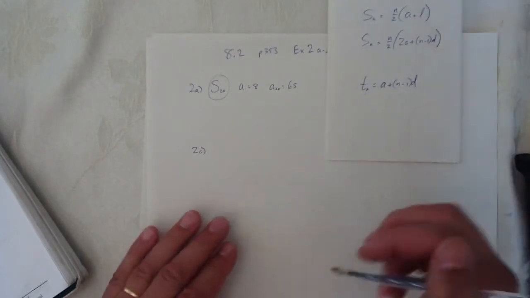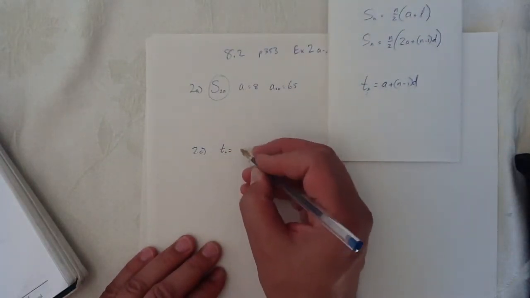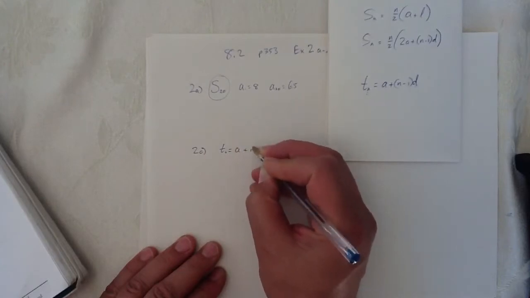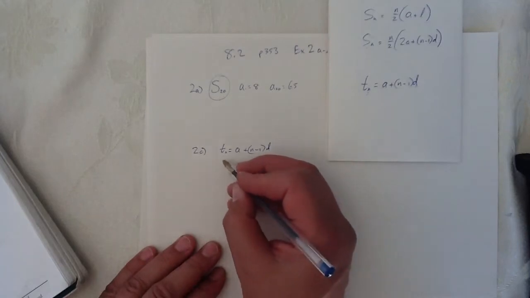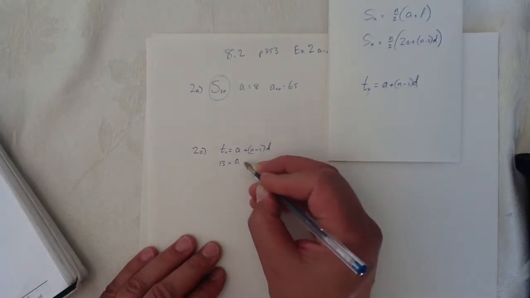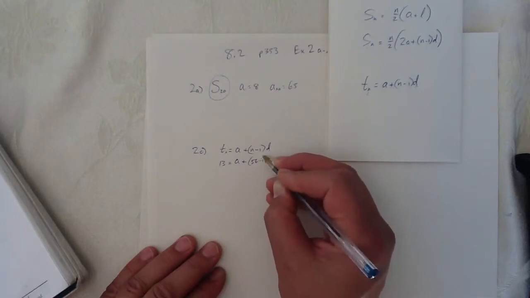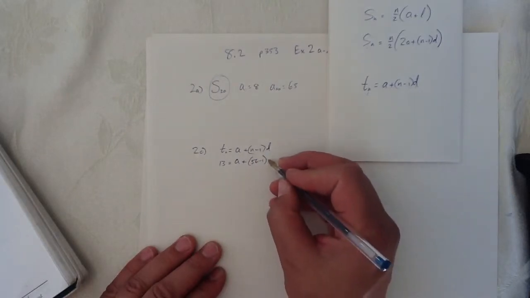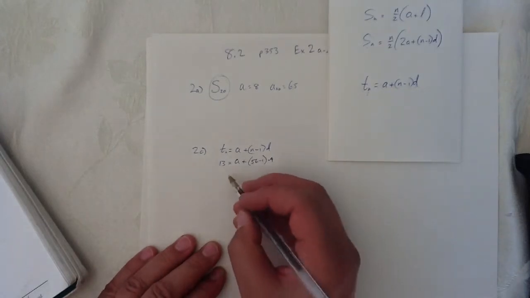Our first step then is the term equals a plus n minus 1 times d. So the 56th term, or a56, is 13. It gives us that in the text. We don't know what a is, that's what we're going to derive. We know that there are 56 terms, and it's multiplied by minus 9. So we solve this for a.